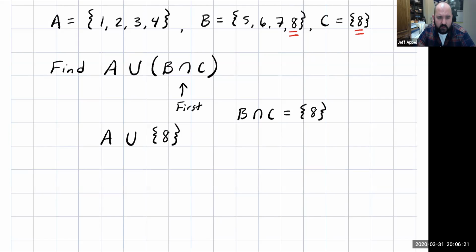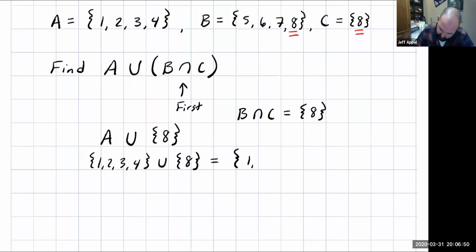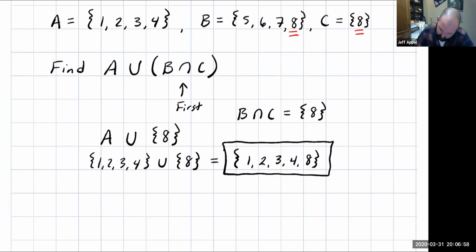Okay, so what would I get if I was trying to find set A and the union of that with the set containing the number 8? Well, remember set A was the numbers 1, 2, 3, and 4. So we could write this out as the set 1, 2, 3, 4. And we want to take the union of that with the set containing 8. And remember, the union is not restrictive. The union just says, hey, if it's there, take it. It's part of the answer. And so all I've got to do is write down everything I see. 1, 2, 3, 4, and 8. And that answers the question.